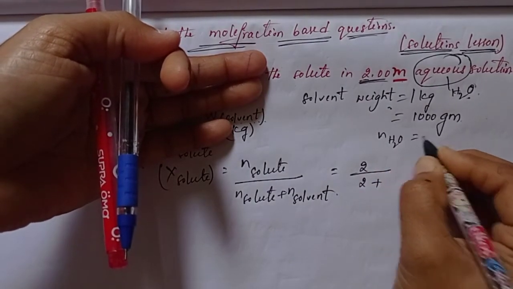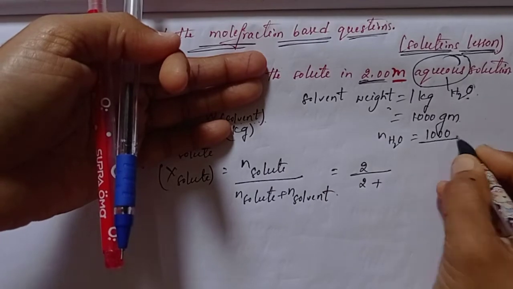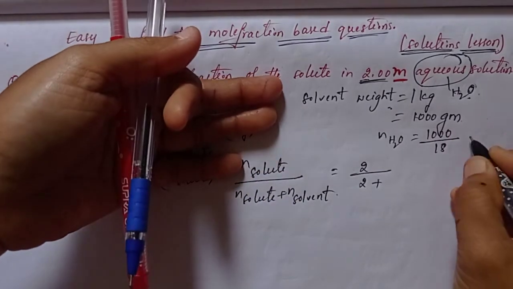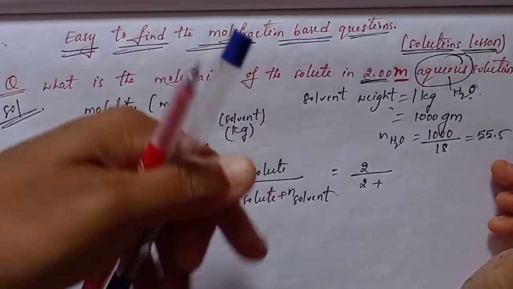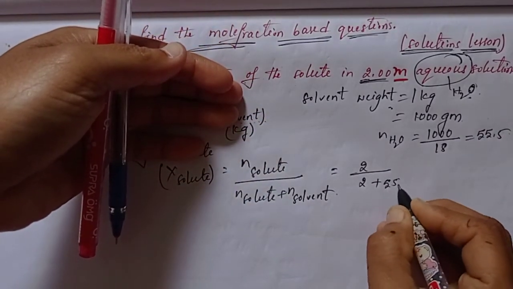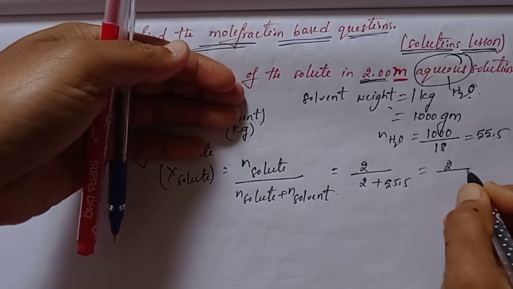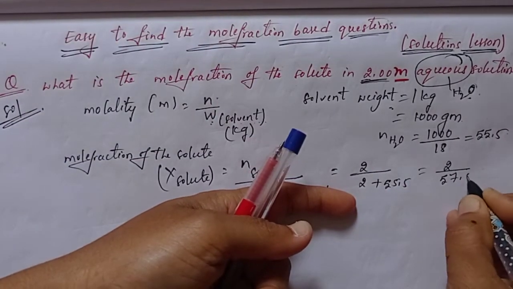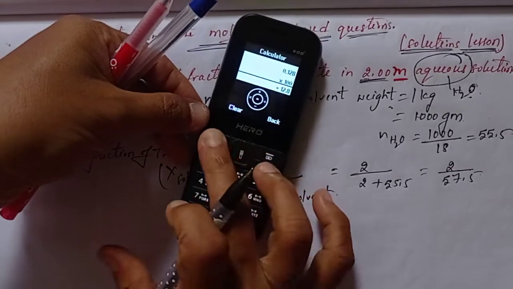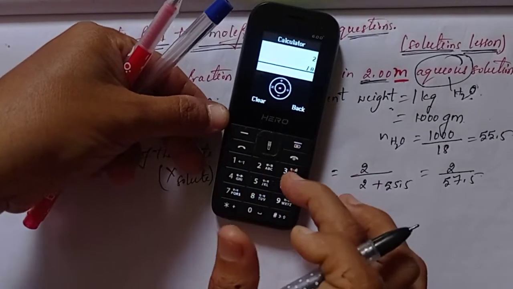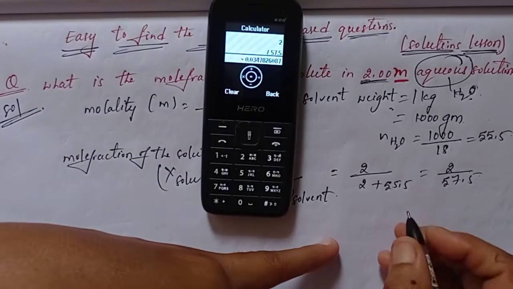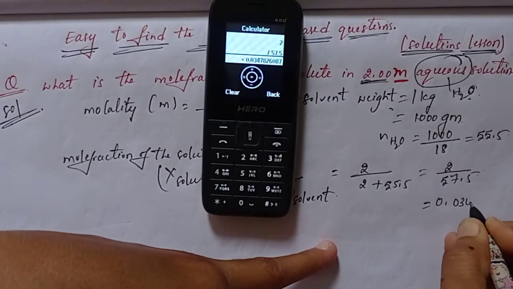Number of moles of water is equal to weight of the solvent, 1000, by gram molecular weight of solvent, that is 18. So 1000 by 18, how much? This value is 55.5. Okay? So this is the number of moles of water. Then how much will you get? 2 by 55.5 plus 2 means 2 by 57.5. Then you calculate once. 2 divided by 57.5, how much? 0.034. Clear?